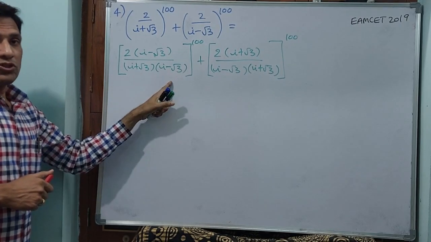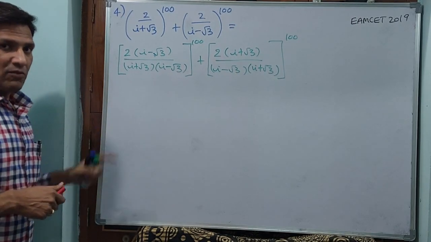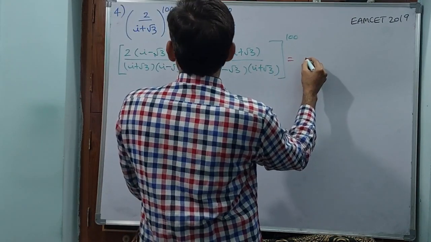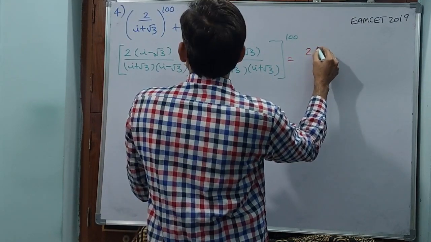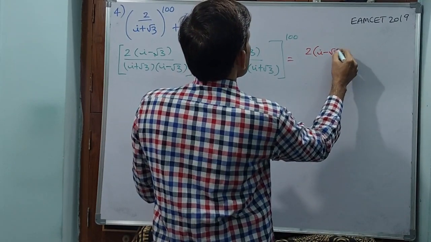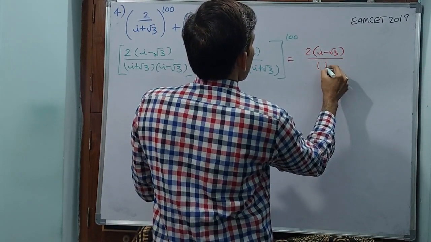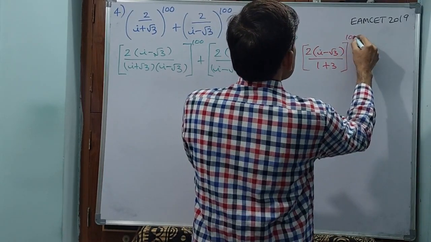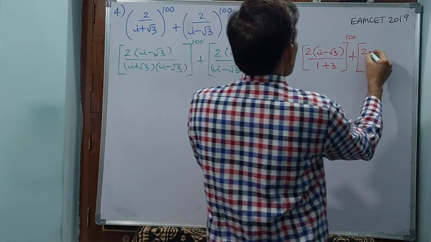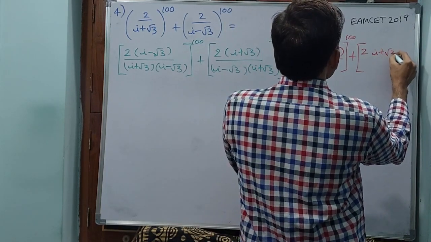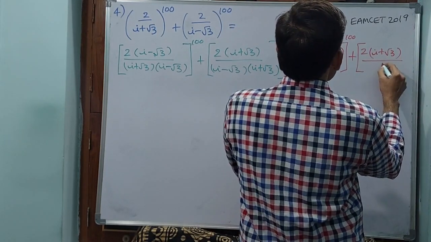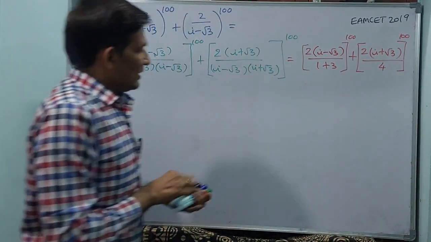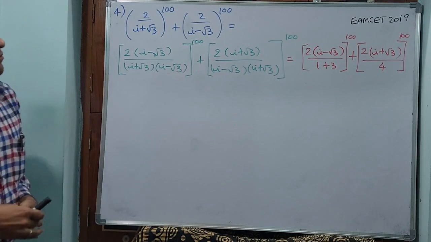Now 1 square plus √3 square, 1 plus 3, 4 will come. Once again I will write, don't worry: that is equal to (2(i−√3)/(1+3))^100 plus (2(i+√3)/4)^100. Okay? Now proceed further.